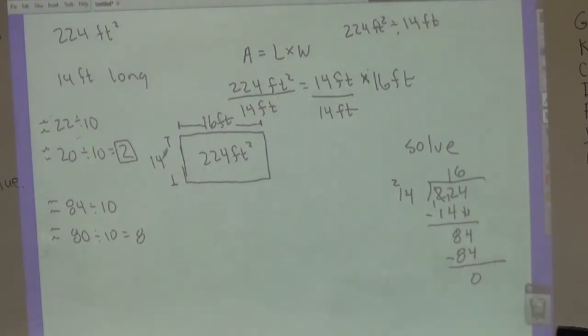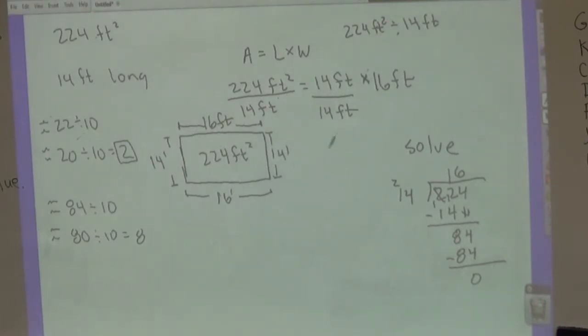Now we know the length and the width. Now to find the perimeter, you have to add them, but then you also have to add the other two sides. That's also 16 feet. And this side is 14 feet. That's right.